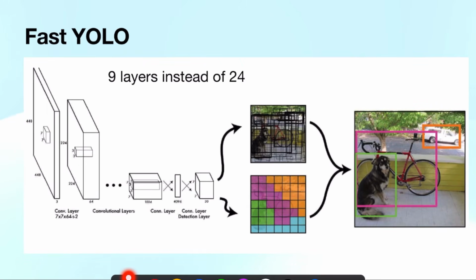Now there is actually a lighter version of this model which is called Fast-YOLO. So instead of 24 layers in our backbone, they have reduced it to only 9 layers. This is only for the purpose of getting the highest, faster FPS, and seeing how much performance we can gain.